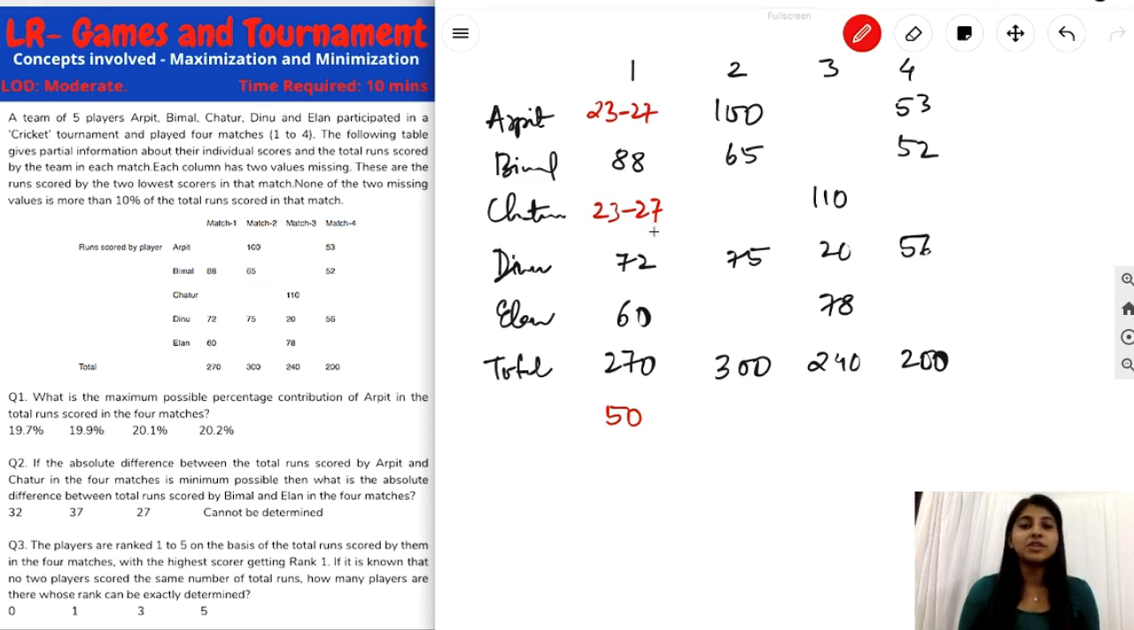23 to 27, 23 to 27. Okay, how? Because 10% of 270 is 27. So neither Chatur nor Arpit can have more than 27. If one of them have 27, other will have 23. If other have, suppose 25, the other also can have 25, or 26, 24, anything like that. But again, it cannot go out of the range, because again, the highest for one of them is 27. So to get the total of 50, other one will have 23. Okay. Similarly, we'll go to the next case.